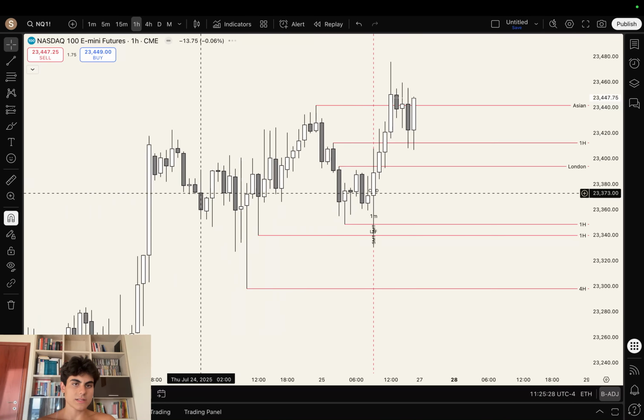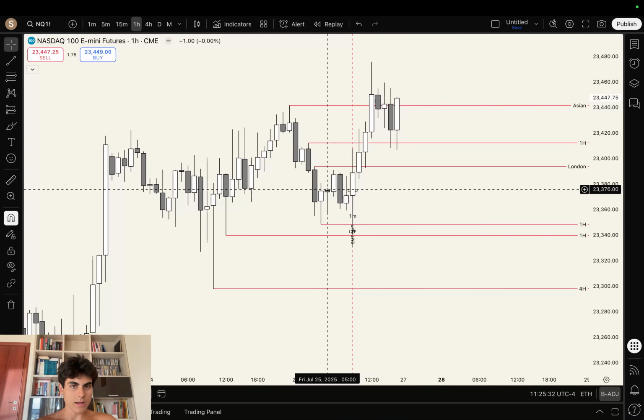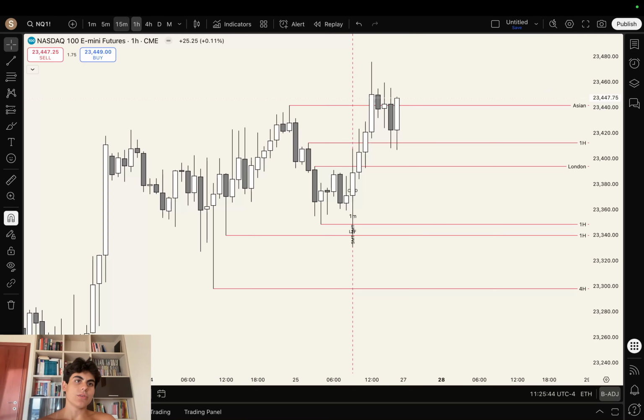Something to add on to that as well is that we have London and Asian resting highs above here. So there is a slightly higher chance that price is going to target those and it's going to play out bullish. Same with the 1 hour, we just have these resting highs up here, these here.